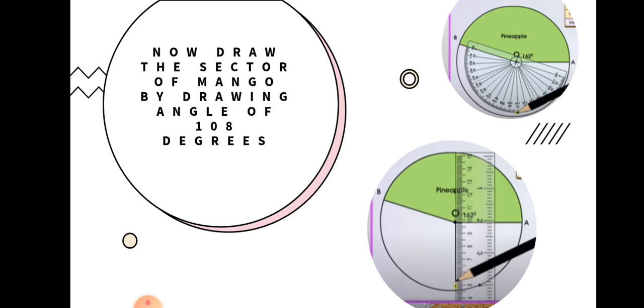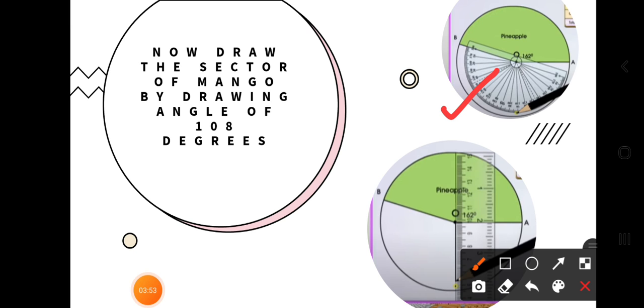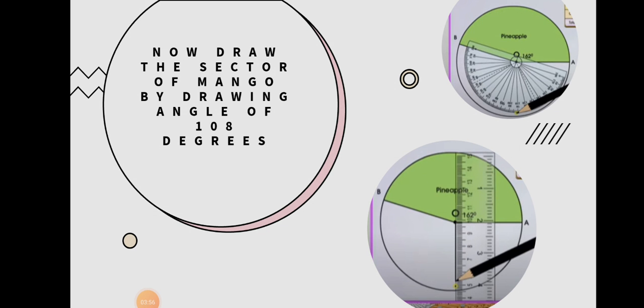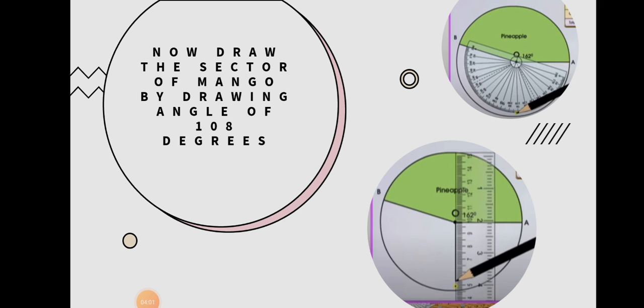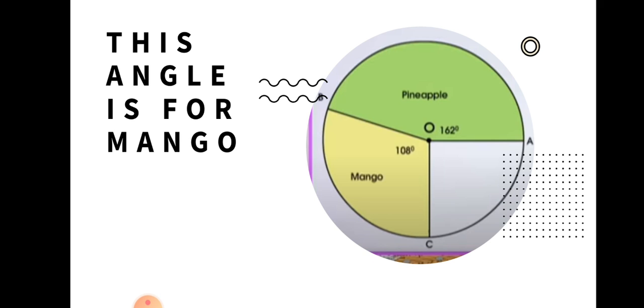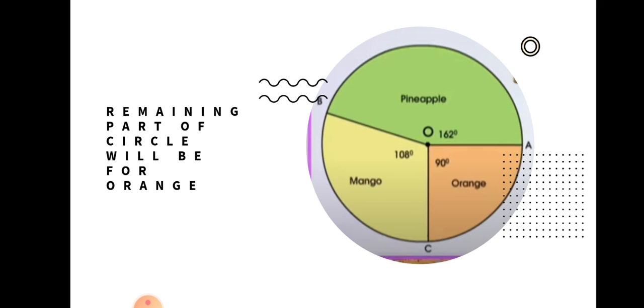Now for the next step, we will draw the angle for mango, that is 108 degrees, by measuring it with the help of a protractor again, and then we draw it with the help of a pencil like this. Next step, the leftover angle will be of orange. The remaining part of the circle will be for orange. So that is about your pie chart.